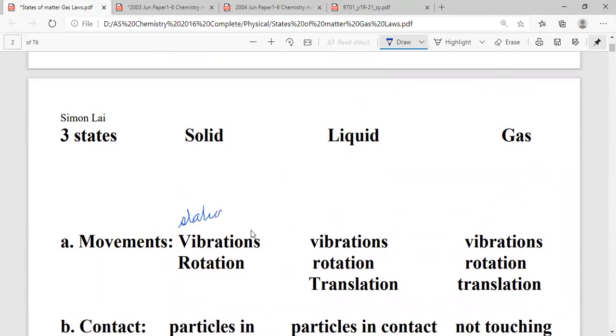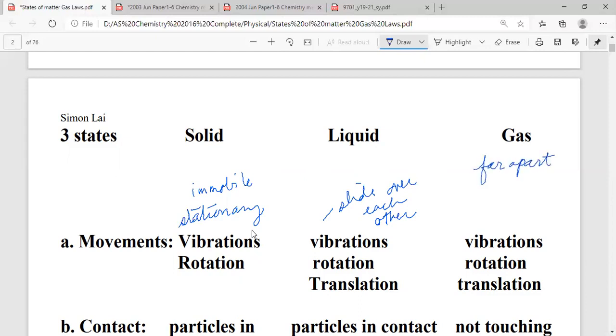So this is vibration, rotation, they are stationary. They don't move. Okay, immobile, they call it immobile. But for liquid, they actually vibrate, rotate, and translate, which means they move. But they will slide over each other. They slide over each other. Okay, this is the word you use in your Form 5. They will touch each other. Here, well, they rotate, they vibrate, and they don't touch each other. No touching, it is far apart, okay? Far apart.